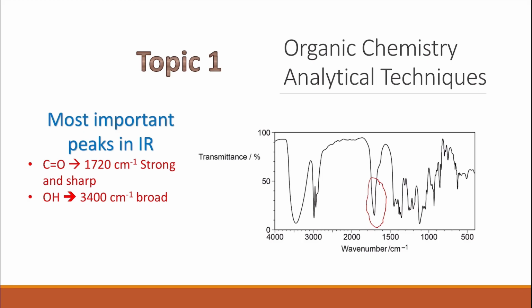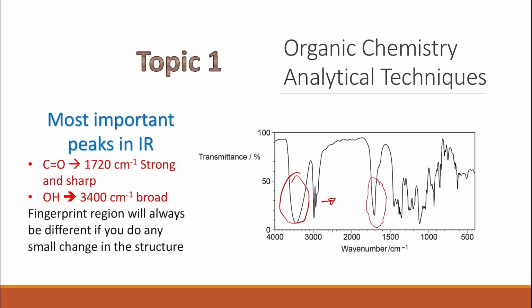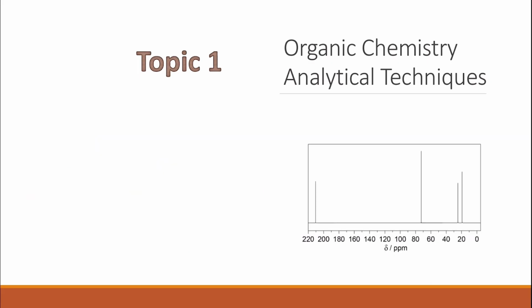the OH that comes from a carboxylic acid, because the alcohol will be more to the left, at around 3300 cm⁻¹, but the carboxylic acid OH is still going to be a broad peak as well, but a bit to the right, so around 3000 or 2900 for the carboxylic acid OH. Don't forget about the fingerprint region. That will always be different if you make any small change in your structure.